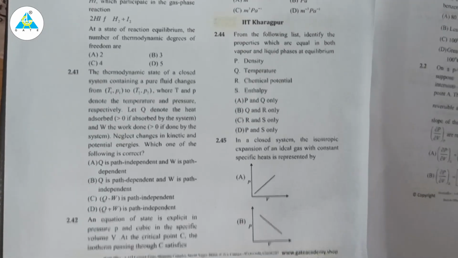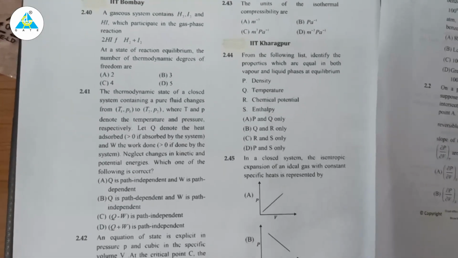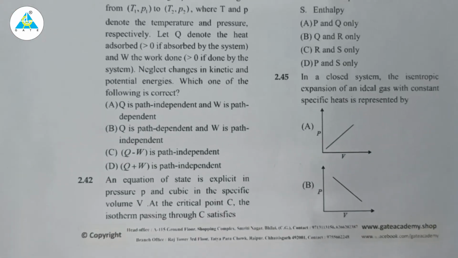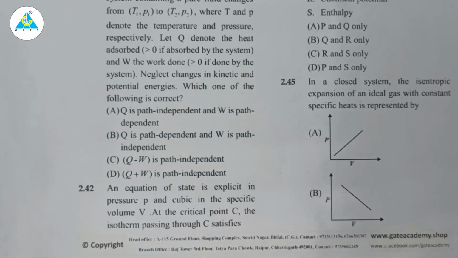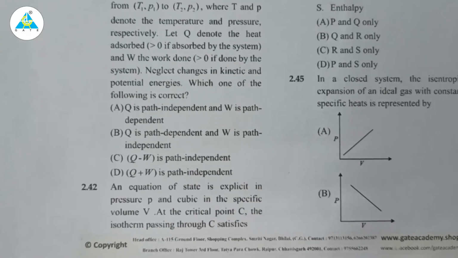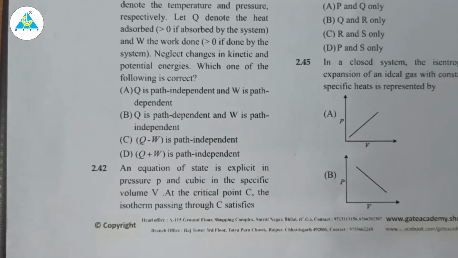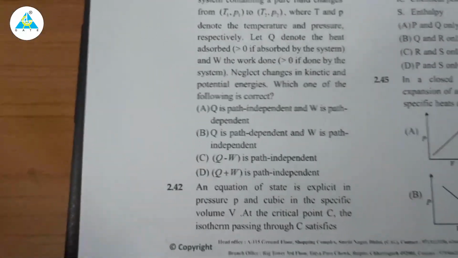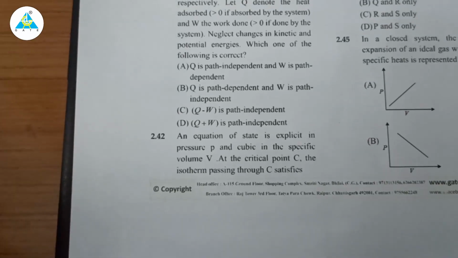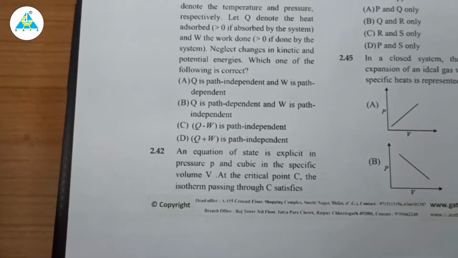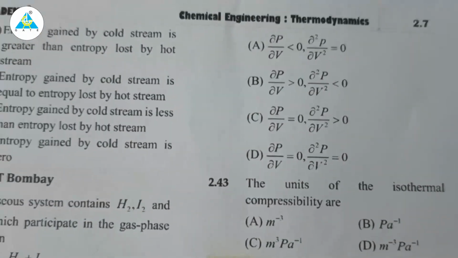Now we will see the second question, from the IIT Bombay 2013 question paper. You can see question number 2.42. An equation of state is explicit in pressure and cubic in specific volume V. At the critical point C, the isotherm passing through C satisfies... Again, you can see the options. I hope you have seen the question. Those who haven't, just pause the video and read the question. It is a GATE 2013 question. Now you can see the options.